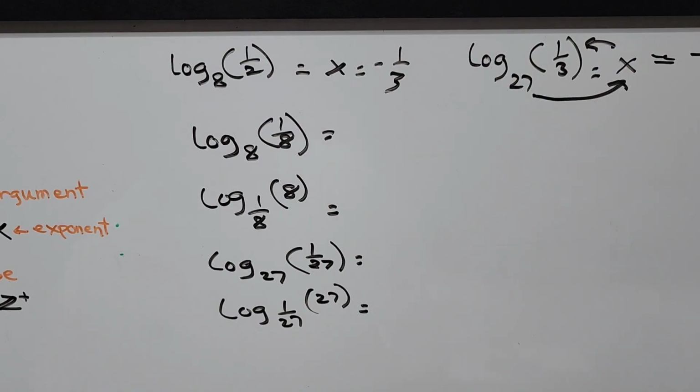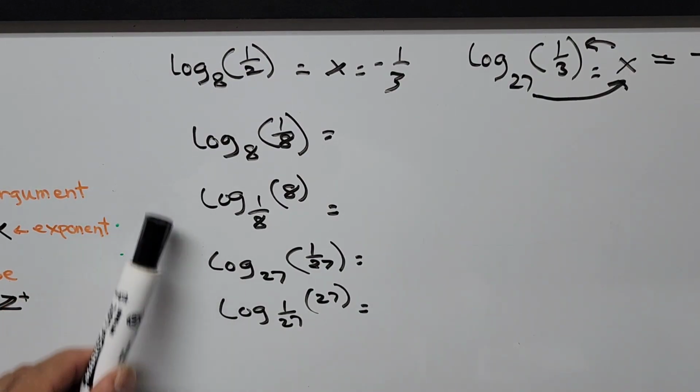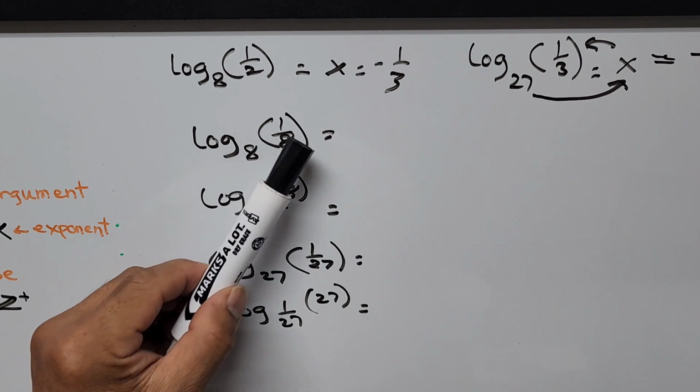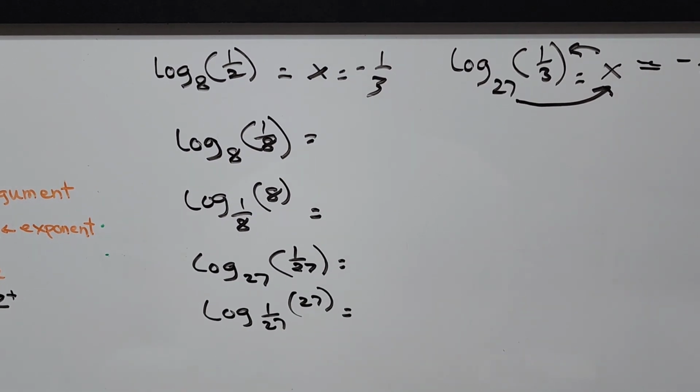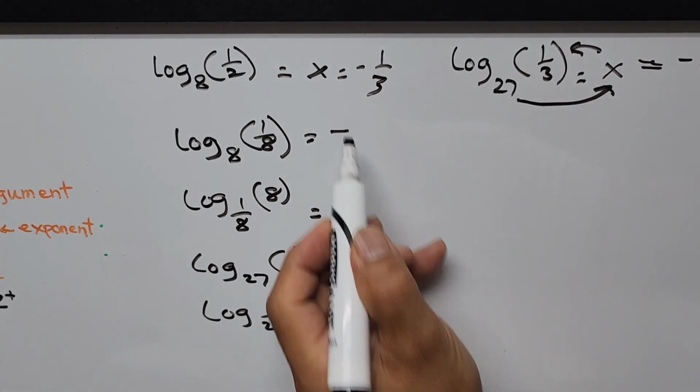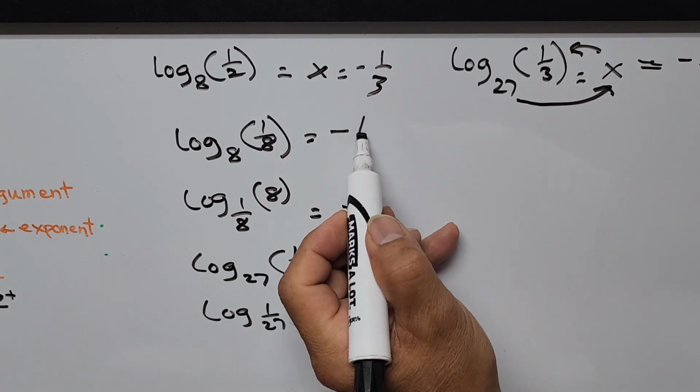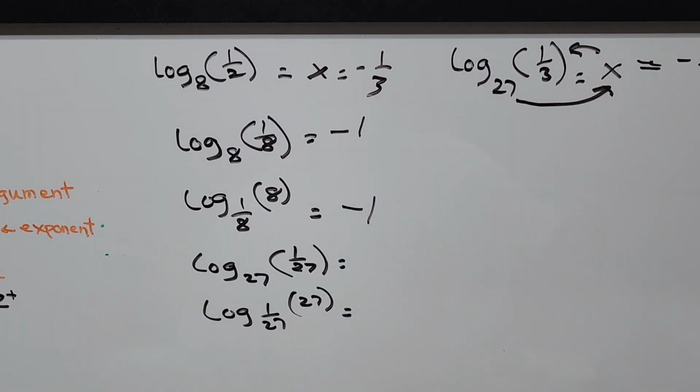So what about these 4 log expressions over here? If you notice, the base and argument are perfect reciprocals of each other. And so whenever you see the base and the argument are reciprocal, the answer must be negative 1, right? So that must be negative 1. And so how do we prove that?